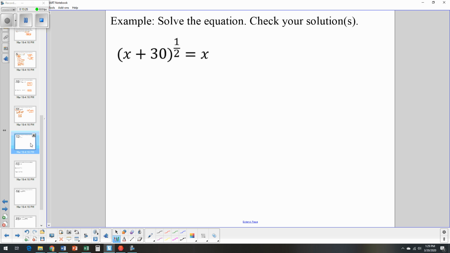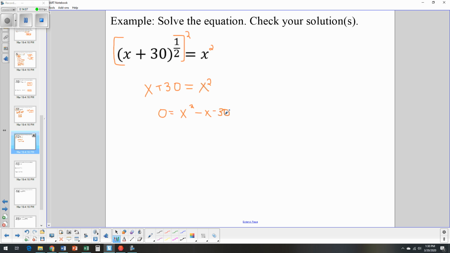Do another one. So in this one, we see it's raised to the 1/2 power. So the reciprocal of 1/2 is 2. So I'm going to raise this to the 2nd power, which means I'm also going to raise that side to the 2nd power. Here these cancel, so I'm left with just x plus 30. And that's going to equal x squared. This is a quadratic. It should be equal to 0 to solve. So I'm going to subtract the x, and I'm going to subtract the 30. So I end up with 0 on this side equals x squared minus x minus 30.